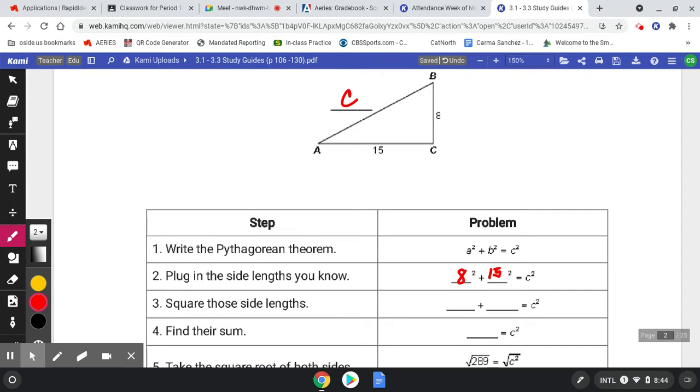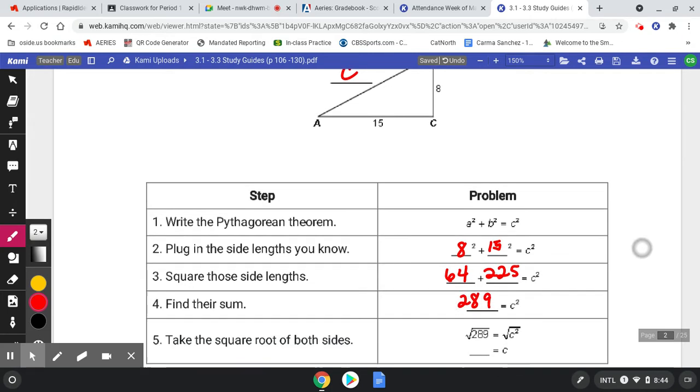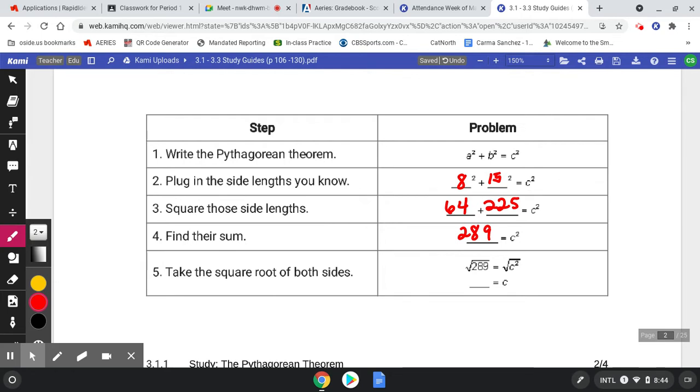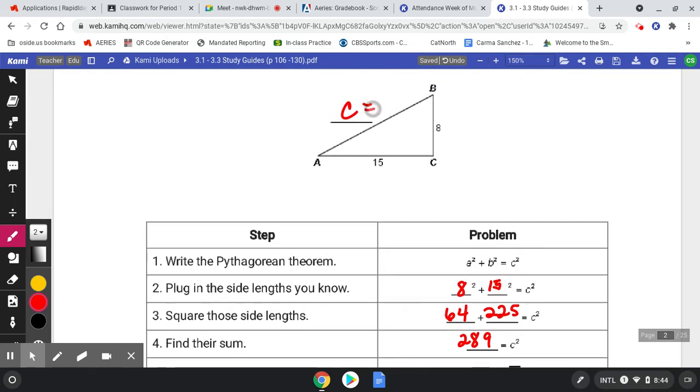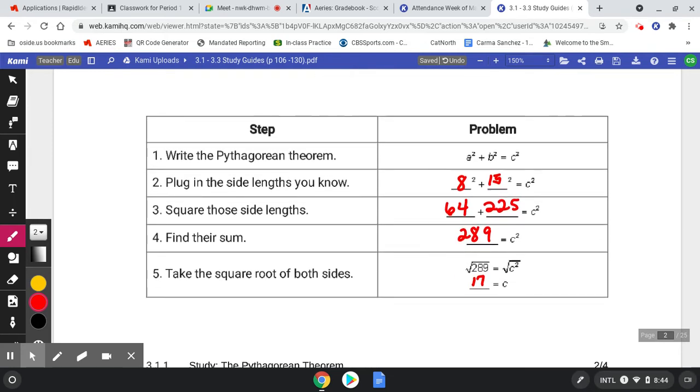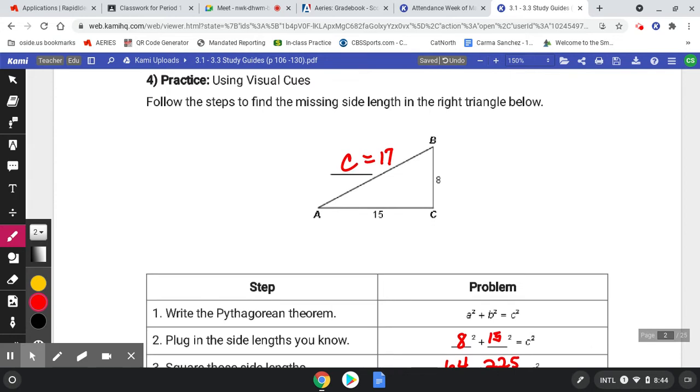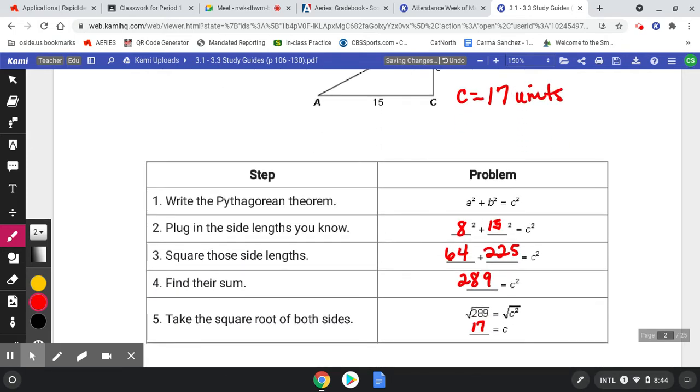So square those side lengths. 8 squared is 64, 15 squared is 225, and add those together. We get 289. If you take the square root of 289 on a calculator, you will see that c, our hypotenuse, equals 17. And we always want to put our units. So if in this picture it doesn't say any units, we're going to say that the c value or the hypotenuse is equal to 17 units because it is a distance.